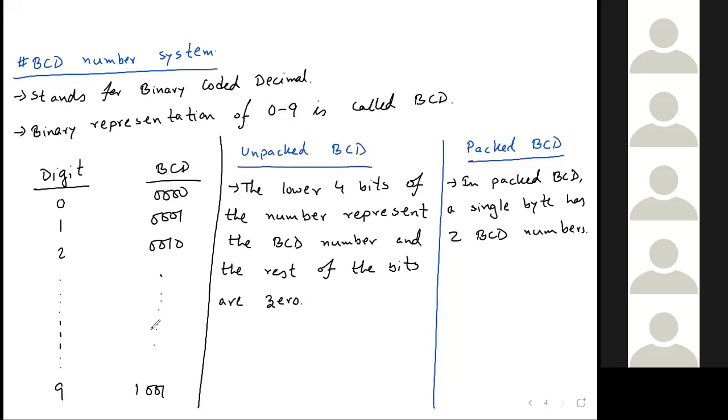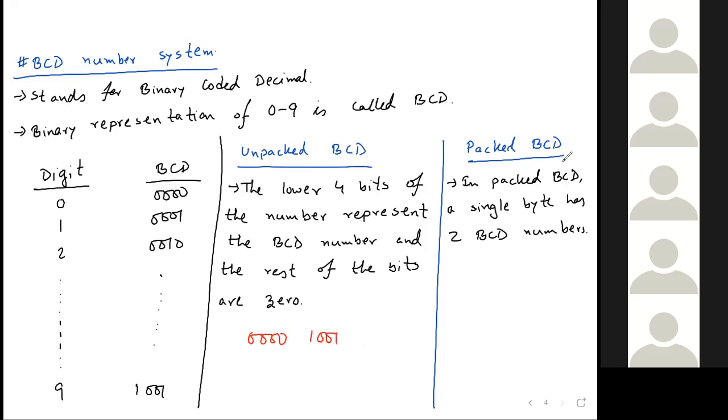Now there can be two types of BCD. One is unpacked BCD and another is packed BCD. So the definition itself is self-explanatory. Still, I'm giving an example. Like if you want to store, say 9 in unpacked BCD, it will be stored like this. This is 9, which is stored in unpacked BCD.